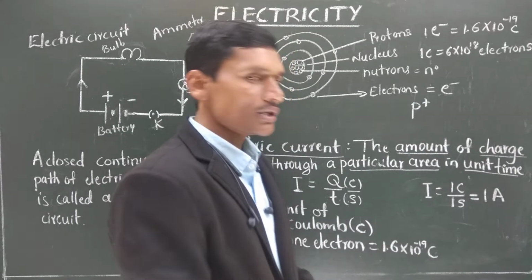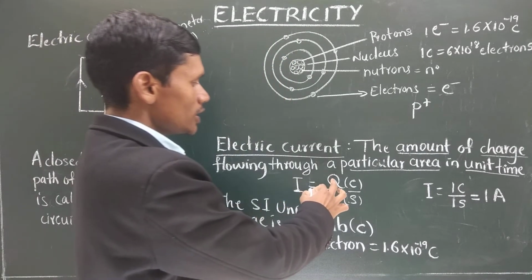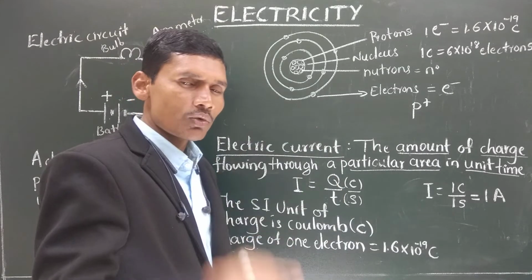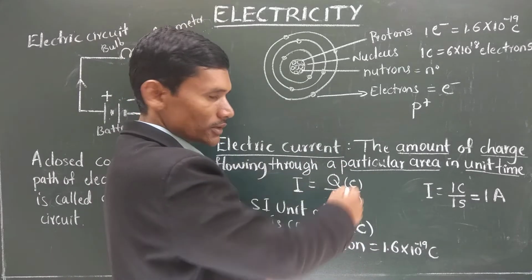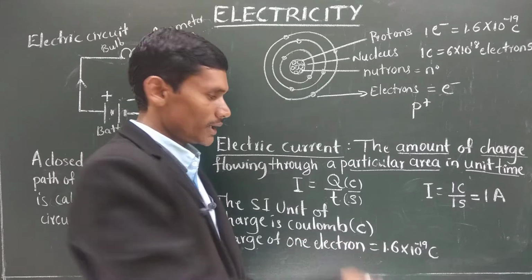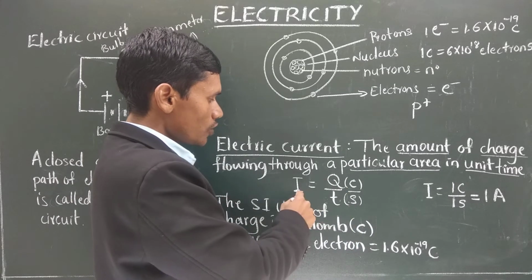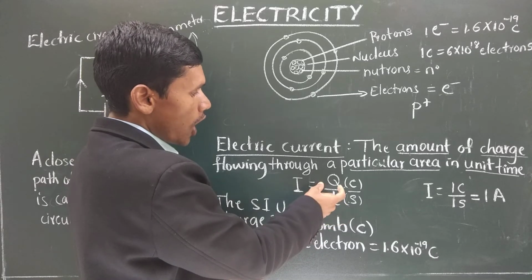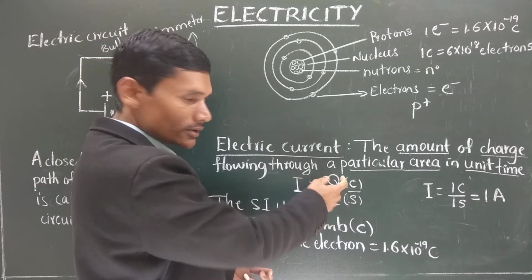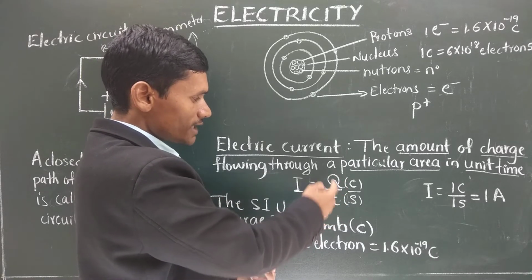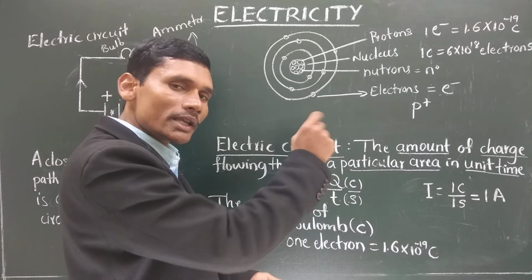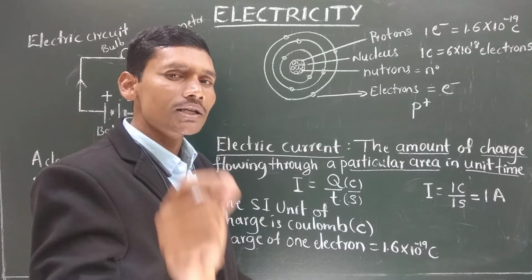How is it shown here? I is equal to Q by T. Means what? Q is what? Charge. What is the SI unit of charge? It is coulomb. Time. What is the SI unit of time? It is second. Right? So I is equal to Q by T. Means in unit time, how much charge is flowing? That is why we are taking this as Q by T. In unit time, how much charge is flowing through that particular area? That gives us electric current.